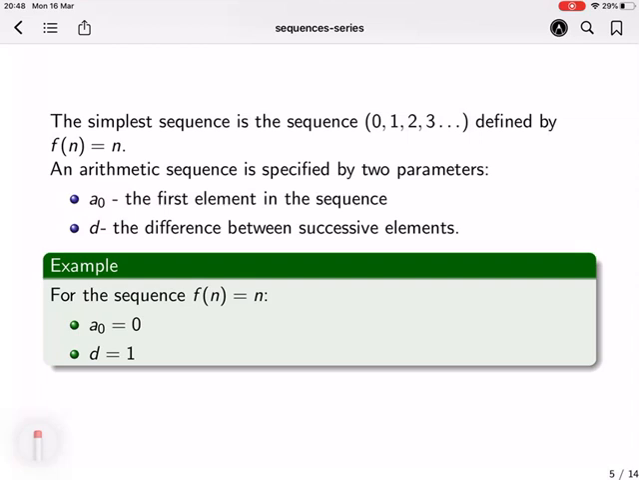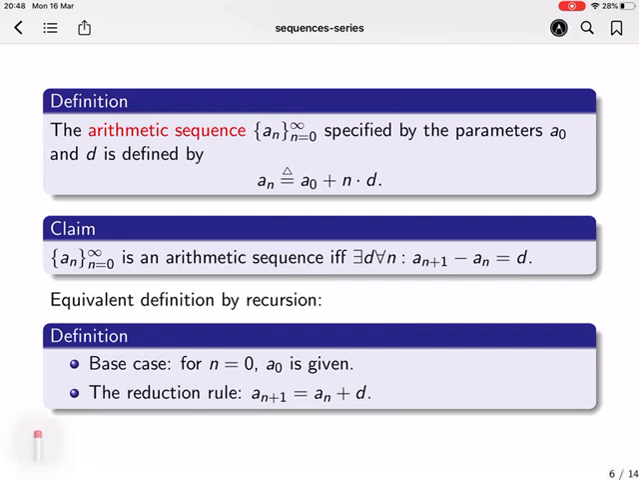For example, in the sequence defined by f of n equals n, the first element is 0, as you see over here, and the difference between two successive elements is simply 1, so d equals 1. Now, the definition of an arithmetic sequence a_n is as follows. It's specified by two parameters, a_0, the first element, and d, the difference. And in general, the nth element, a_n, is defined to be a_0 plus n times d.